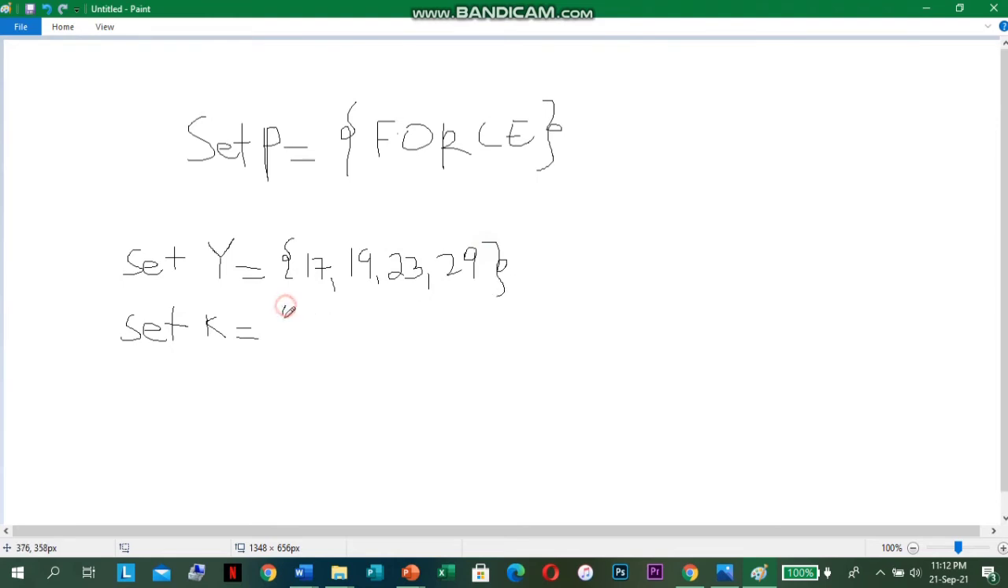Now the elements or members of set k are 29, 23, 22. All right, so number 22, then we have 17. All right, good. So look at both sets and tell me if they are equal.